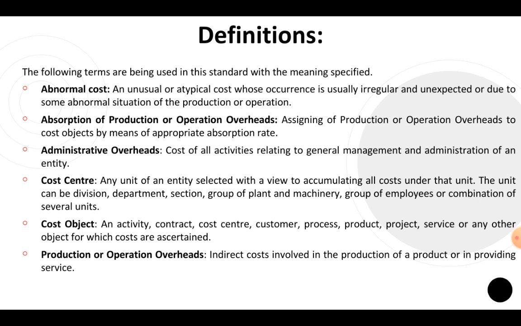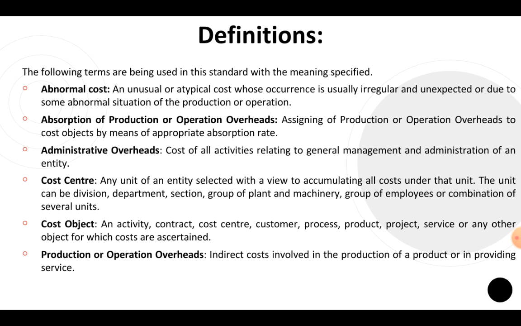So under the cost accounting standard, you have firstly abnormal cost. So abnormal cost, from the name itself, a cost which is not normal, which is not regular, something that is not typical. So an unusual or an atypical cost whose occurrence is usually irregular and unexpected or due to some abnormal situation of production or operation. Okay, so from the name itself, something which arises out of abnormal situations, something that is not a regular occurrence, that is an abnormal cost.